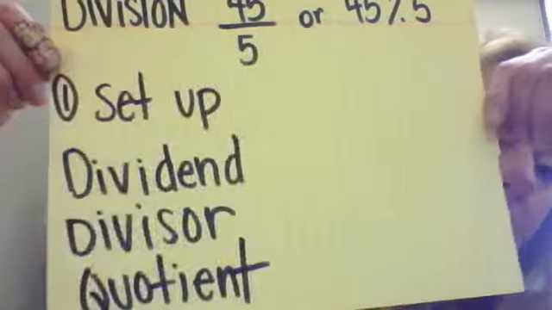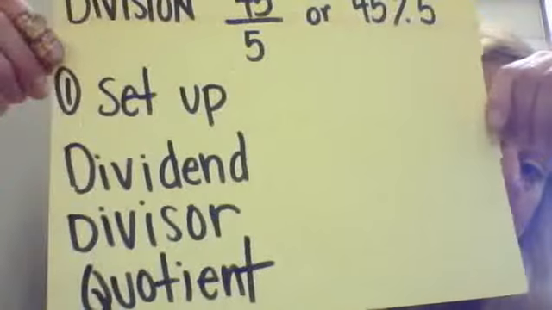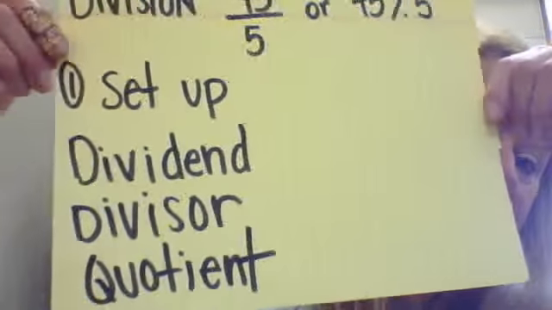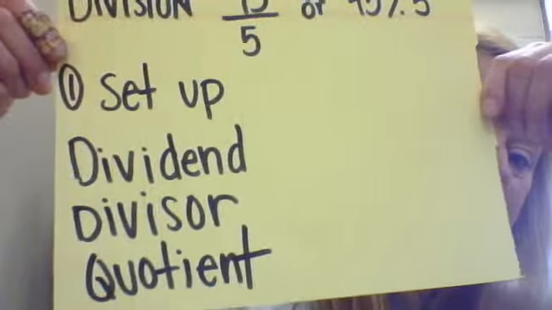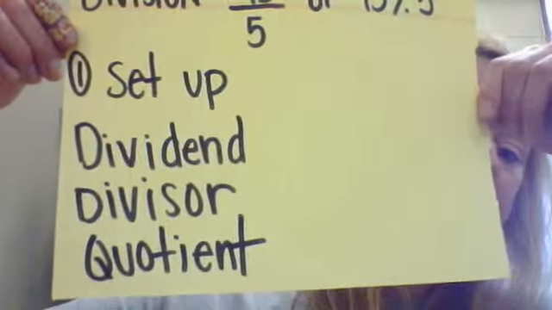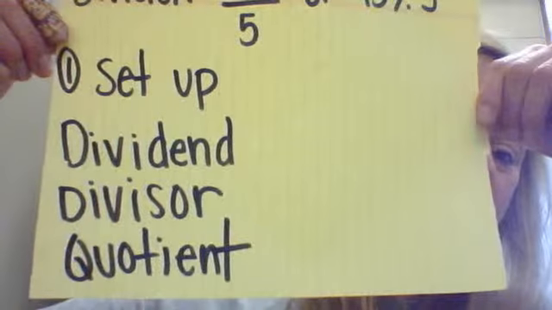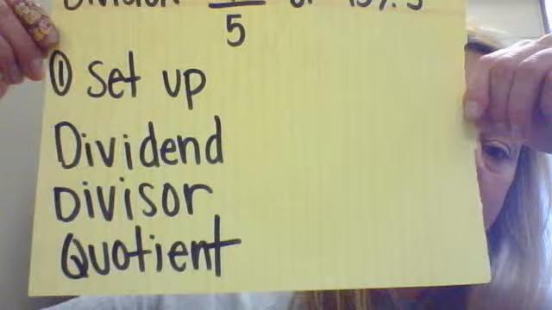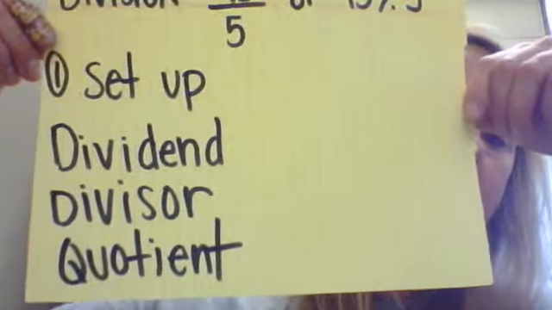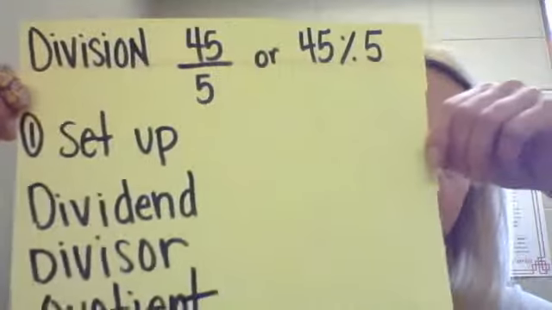Well, we always take the top number when it's a fraction. That is going to be our dividend. That's what's being divvied up, so to speak. And the 5, the denominator, that's going to be our divisor. Think of it as how many people are sharing that larger number. And our answer is always going to be the quotient. So let me set this up for you.